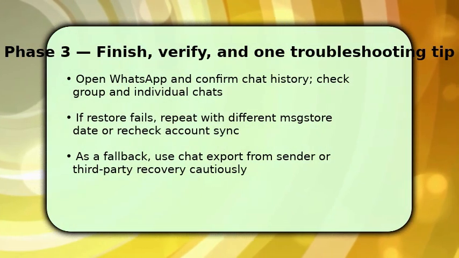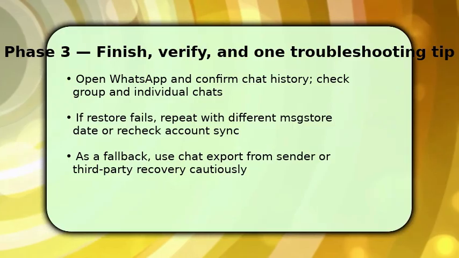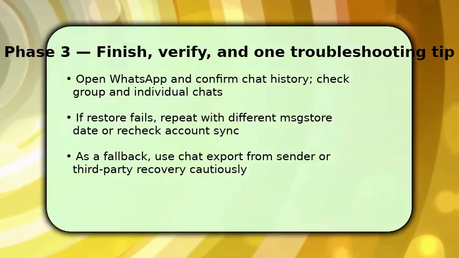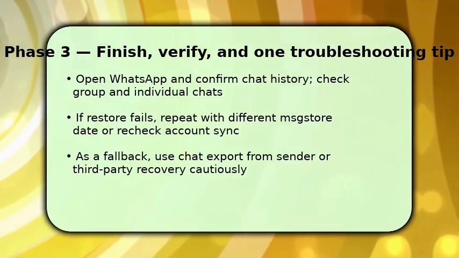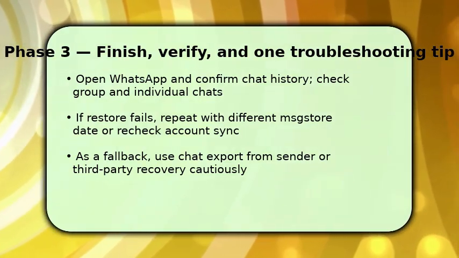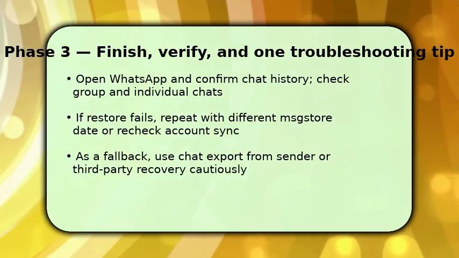When restore finishes, open WhatsApp and verify the recovered chats. Scan both individual and group threads to find the deleted messages. If you don't see them, uninstall and repeat the restore with a different dated MSG store file, or recheck Google Drive/iCloud account sync and permissions.